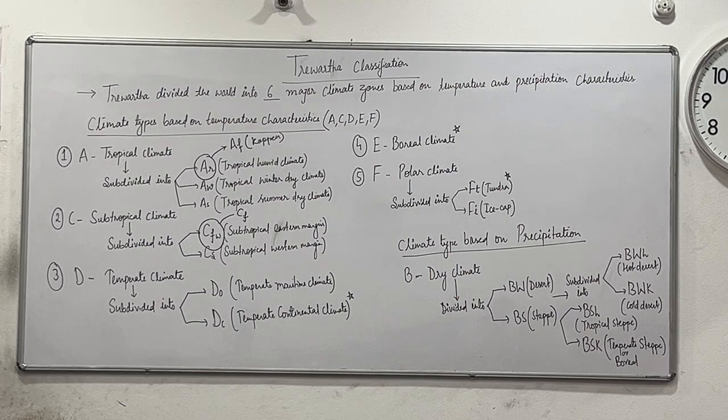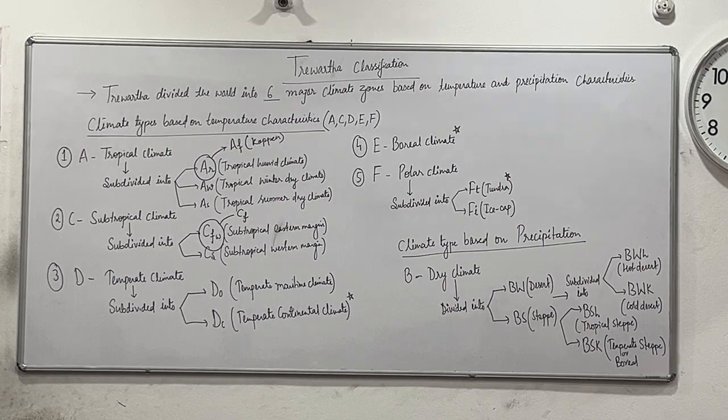Now coming to the F type, polar type, which is further subdivided into two types. One is FT, the other is FI. FT is your tundra type. That means subarctic climate, where you have land bordered by water surfaces. Because of this, we have some vegetation found here, like marine grasses, mosses, and lichens. These are the vegetation found in the tundra.